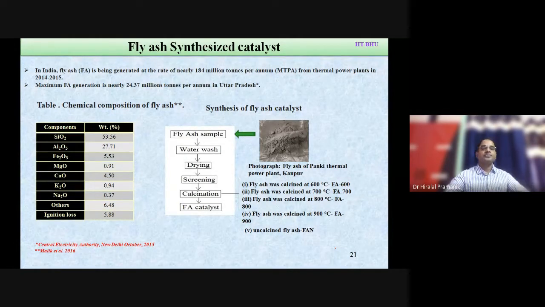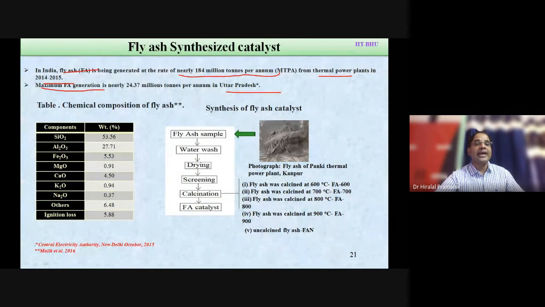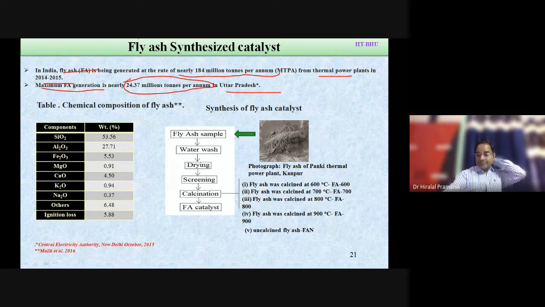Thank you, sir. So in India, 184 million tons per annum of fly ash is generated from thermal power plants. It is the data of 2014-15. And in Uttar Pradesh, the maximum amount of fly ash generation is 24 million tons per annum. So I think it's a huge amount, right? So this fly ash is a waste. Nowadays, brick is also manufactured from fly ash.